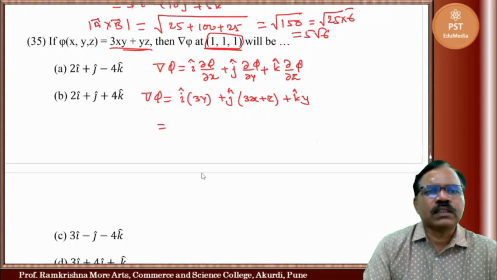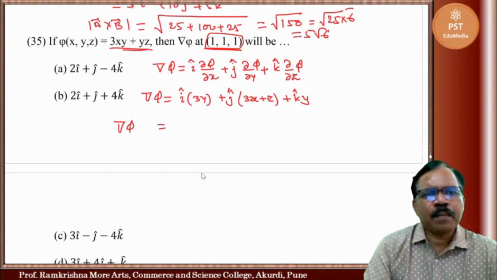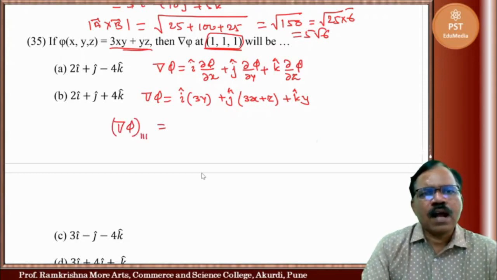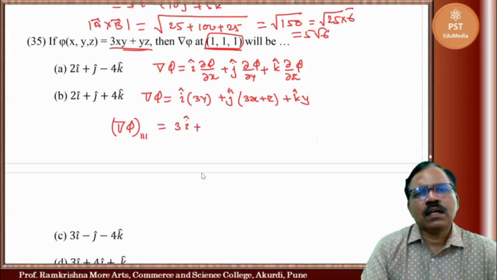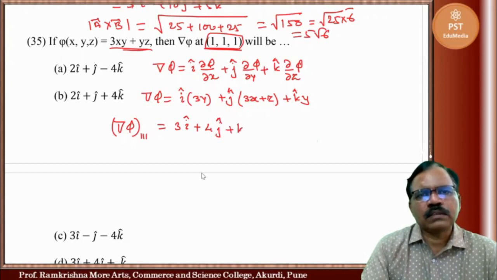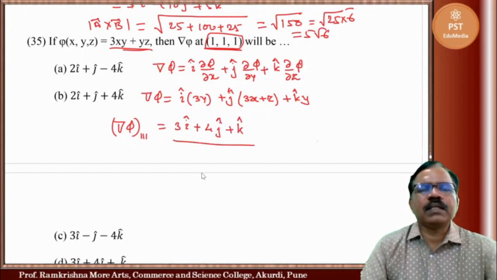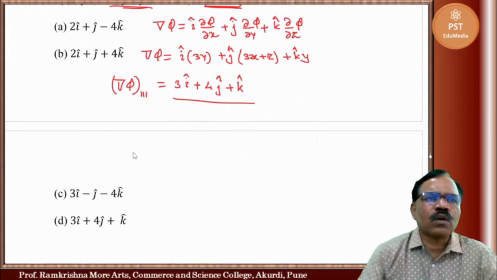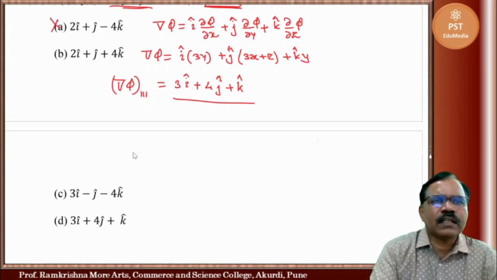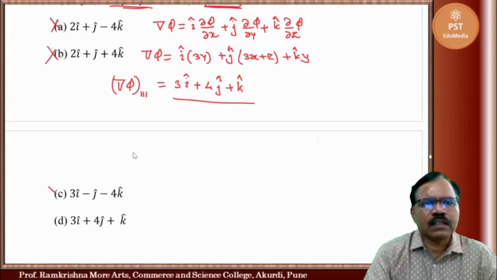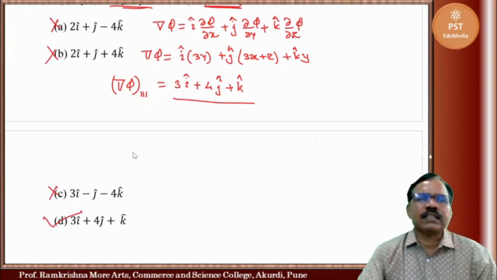This is the point. So del phi at (1, 1, 1) will be i into 3 into 1, so you will get 3i plus 4j plus k. 3i plus 4j plus k. Now out of this, the first one is not correct, the second one is not correct, the third one is not correct, this last one is correct.